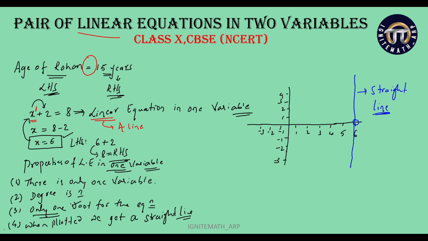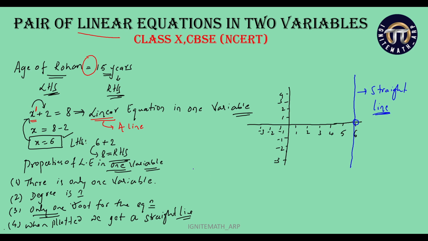Clear, children? That's why the name linear. You know what do you mean by linear motion? Linear motion is nothing but the motion traversed by the body which is moving in a straight line. So when this equation is plotted, I'm getting it as a straight line. That is what the name linear equation means. Clear?